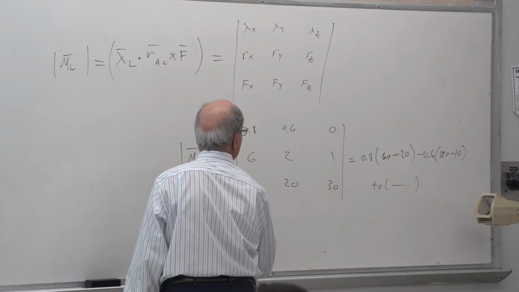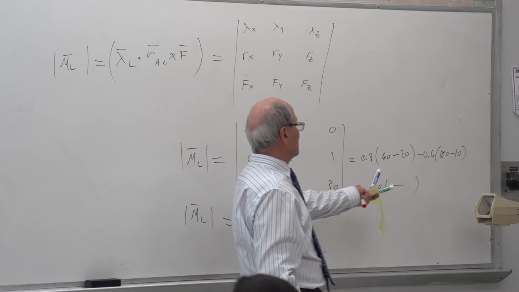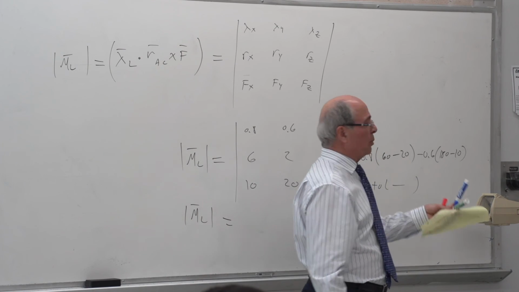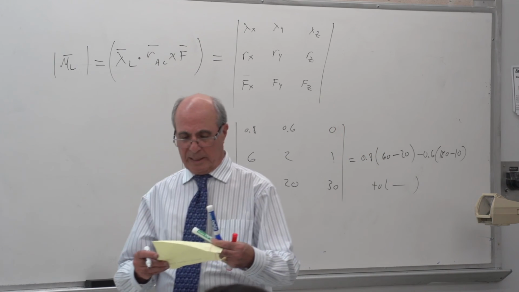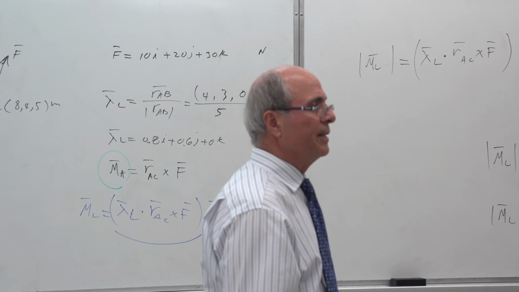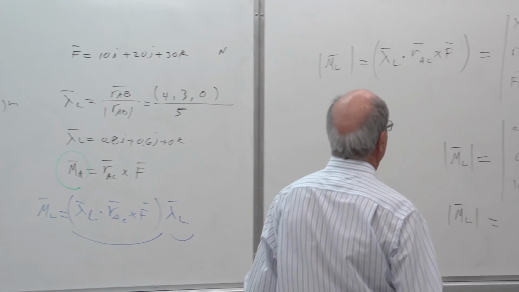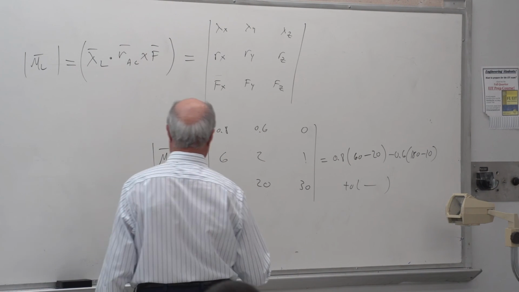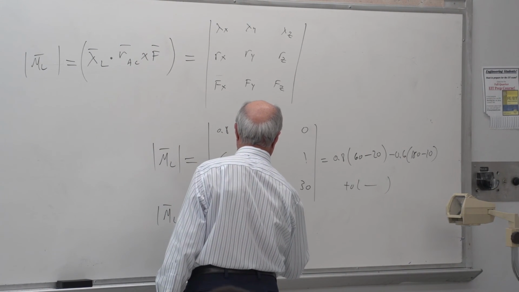ML ends up to be, when you calculate that, 40 times 0.32. That's 170.6. You just multiply that together. The magnitude ends up to be minus 70. Is that correct or not? Yes? Yeah. Okay, minus 70. And that is Newton meter.